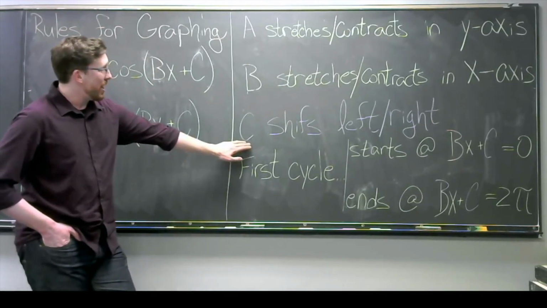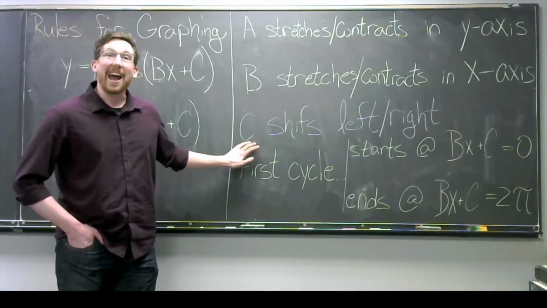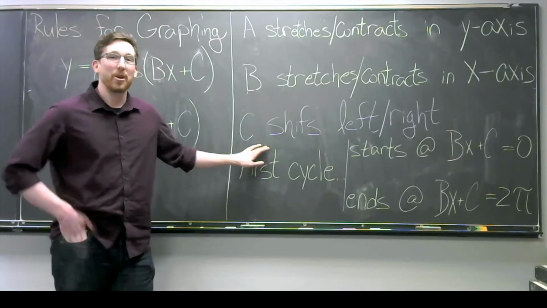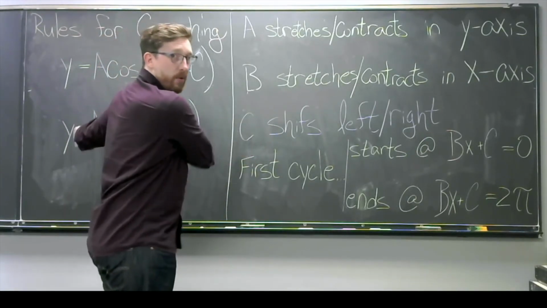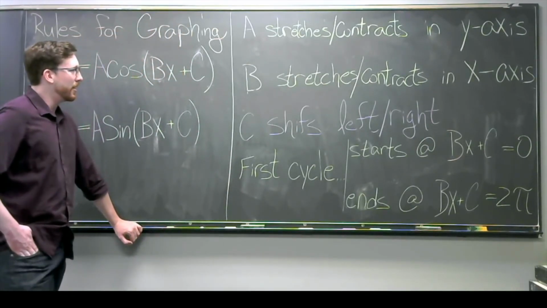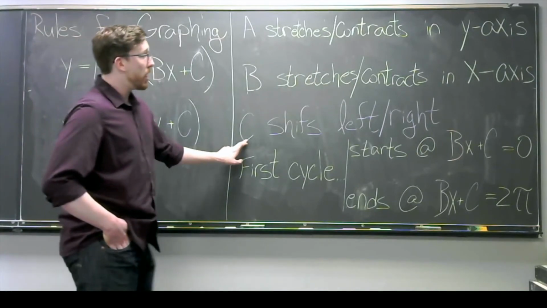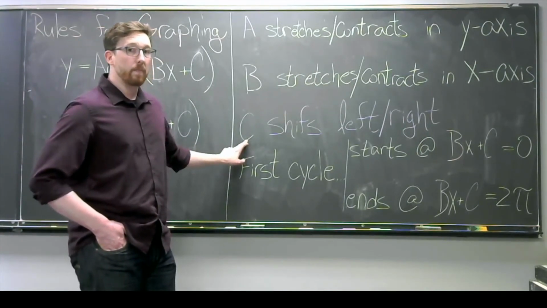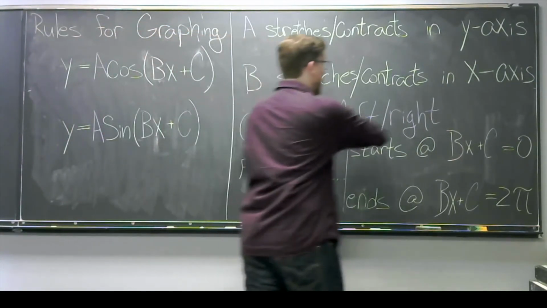So, in the case of C, if you're adding a positive value, you're going to take your function and move it to the left. If, on the other hand, you're adding a negative value, you're going to take your function and move it to the right.